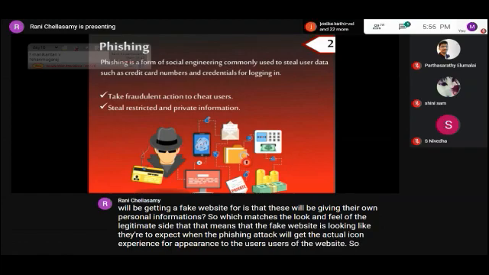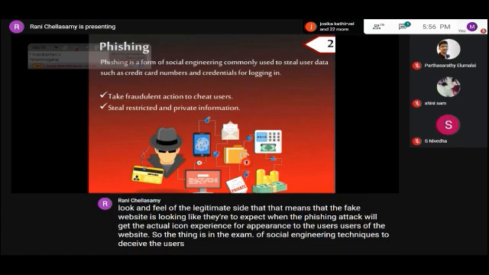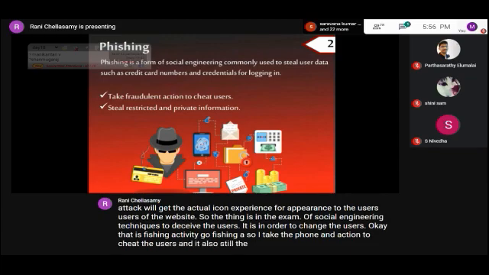So phishing is an example of social engineering techniques to deceive the users, that is, to cheat the users. That is the phishing attack. It takes fraudulent action to cheat the users, and it also steals confidential or private information from the users.